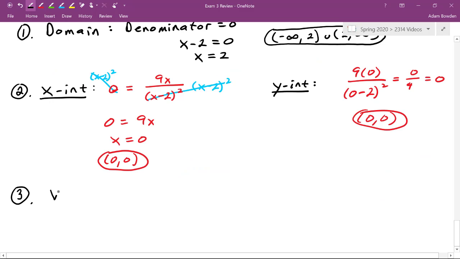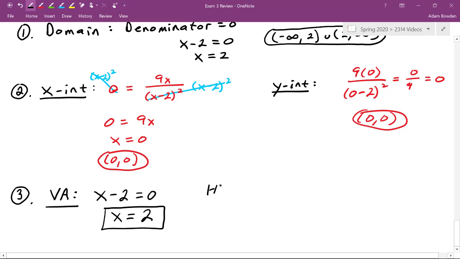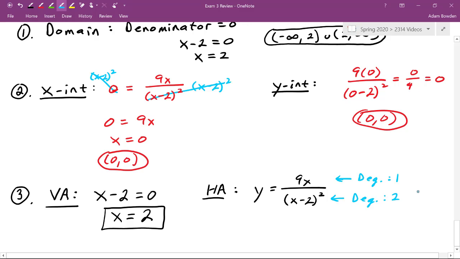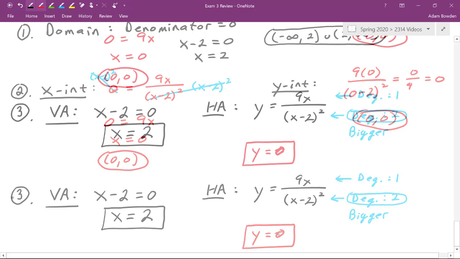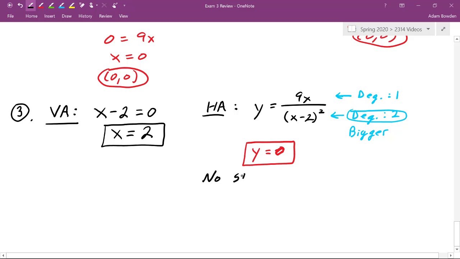Now we're going to look at the asymptotes, starting with the vertical asymptote. Vertical asymptotes again are going to come from the denominator, x minus 2 equal to 0. So x equals 2, just like we found for the domain, is going to be our vertical asymptote. For the horizontal asymptote, I'm just going to take a shortcut. We notice that the degree of the denominator is 2, and the degree of the numerator is 1. Since we have a bigger degree on the denominator, we know that the horizontal asymptote is y equals 0. This also tells us that there are no slant asymptotes on this one.